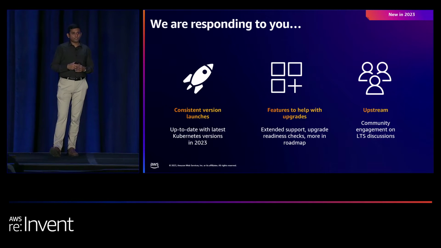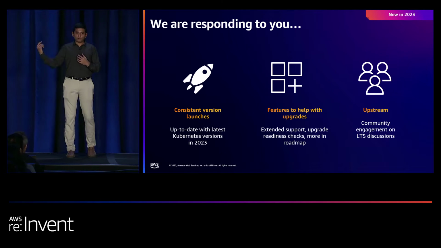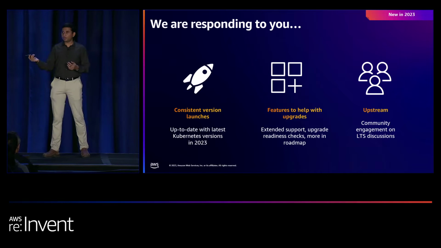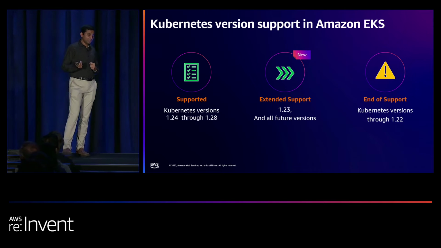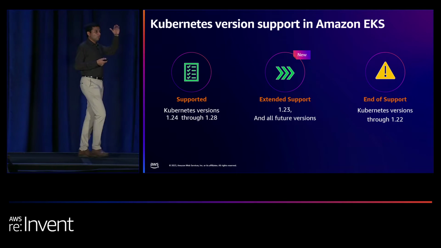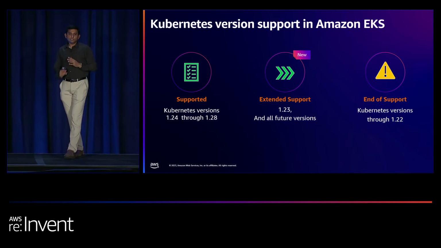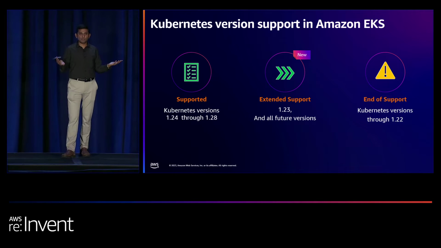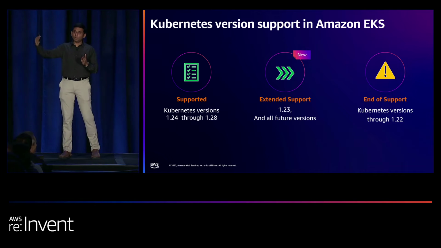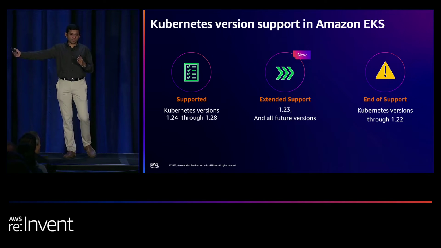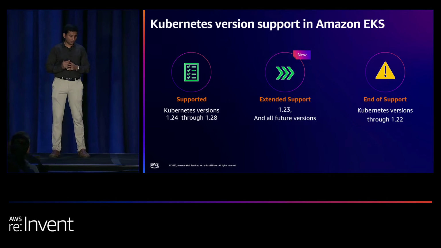And with the upstream launches, there has been a discussion around long-term support, LTS. We are engaged in those working groups. We are co-chair. We have both product and engineering presence in that working group. So to quickly summarize, EKS supports versions from 1.23 to 1.28 today. 1.24 to 1.28 is in standard support, and extended support is something we announced new, and 1.23 is currently in extended support, and every single version going forward will get extended support. We have ended support for Kubernetes versions until 1.22.